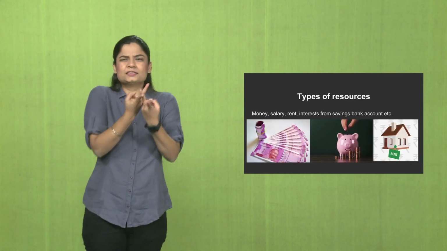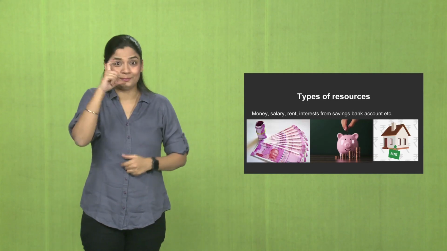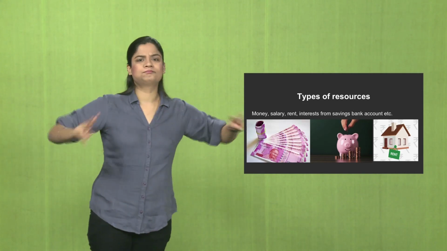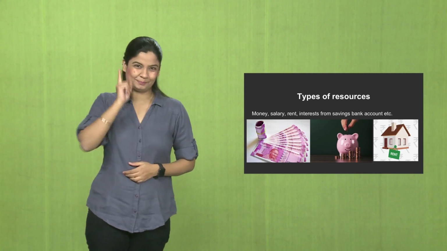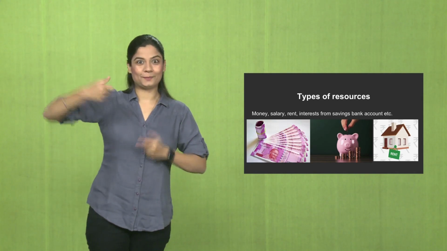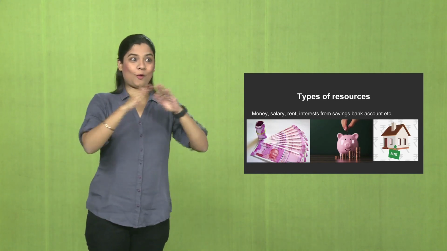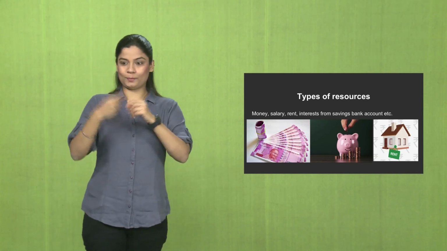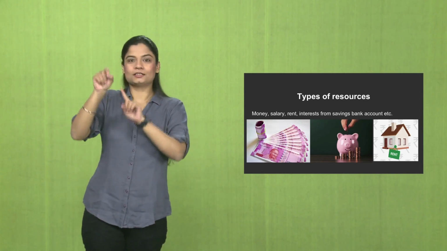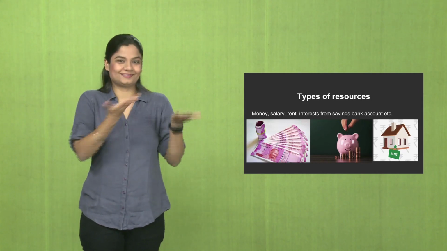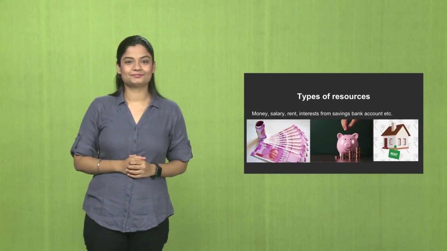What are the different types of resources? As you can see in the picture, these are the important resources. Money, money is something we all need. Salaries that we get from our jobs or our businesses. Rents that we need, sometimes we have to pay the rent or we get the rent. Interests, some interests that we get from savings in the banks, etc. So these are all resources.